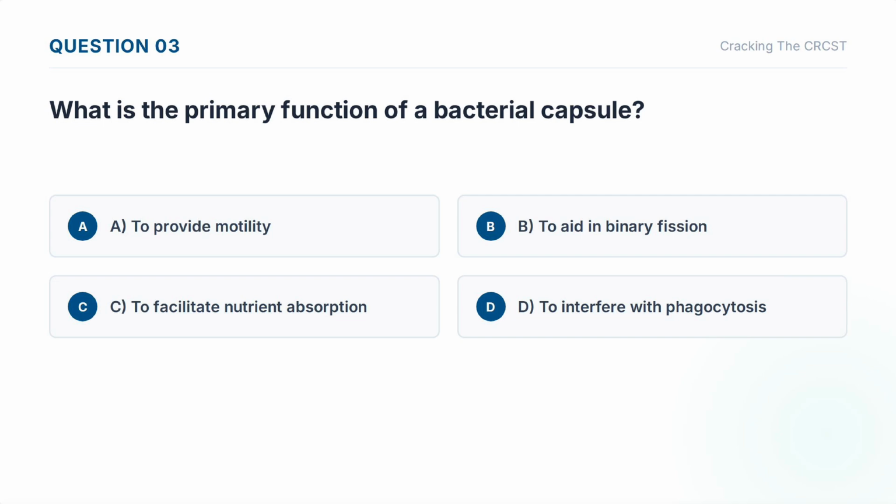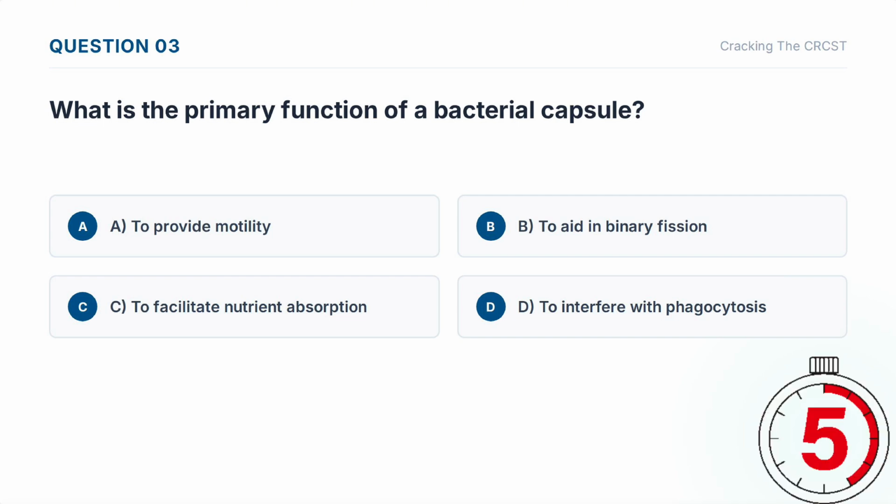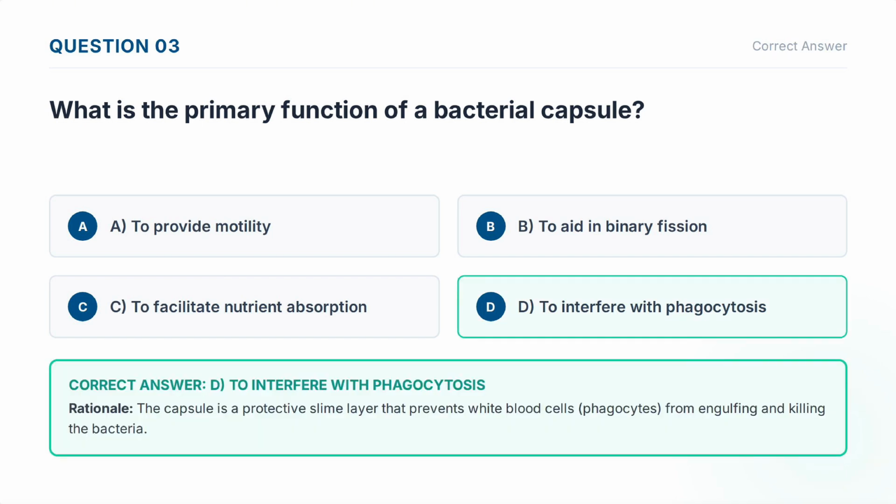Question 3. What is the primary function of a bacterial capsule? A. To provide motility, B. To aid in binary fission, C. To facilitate nutrient absorption, D. To interfere with phagocytosis. Correct answer. D. To interfere with phagocytosis. Rationale. The capsule is a protective slime layer that prevents white blood cells, phagocytes, from engulfing and killing the bacteria.